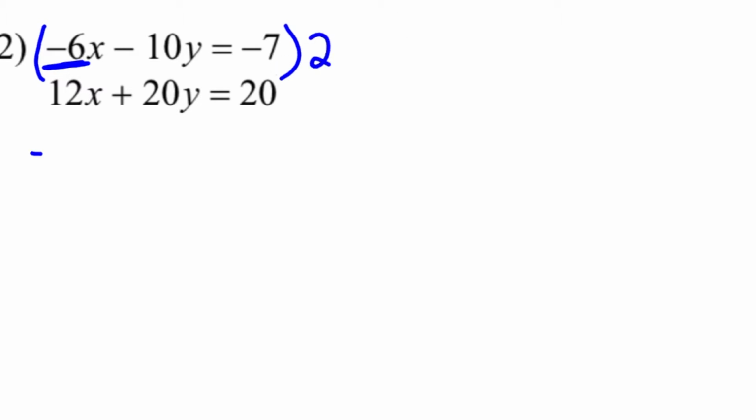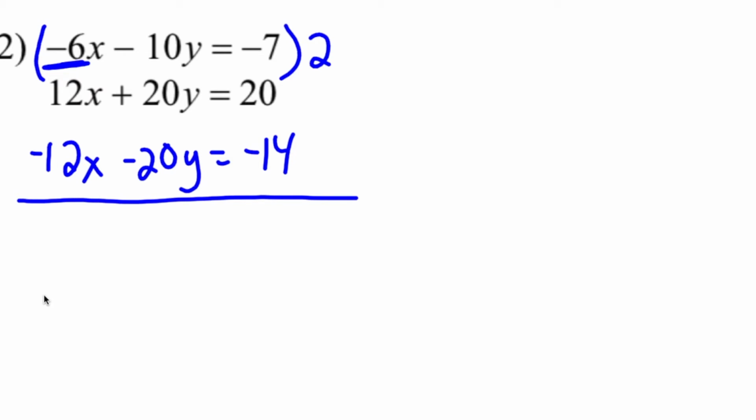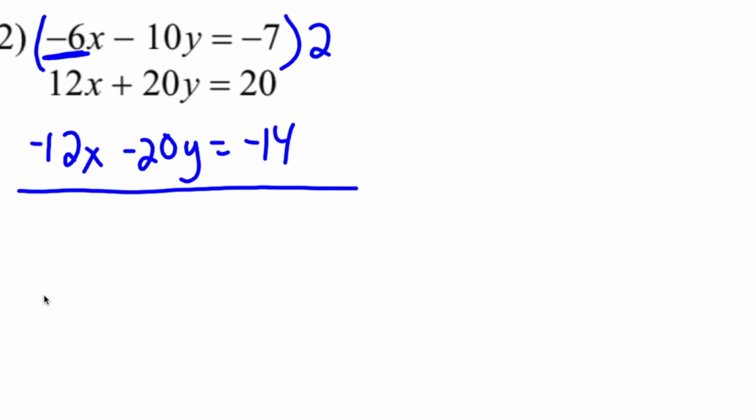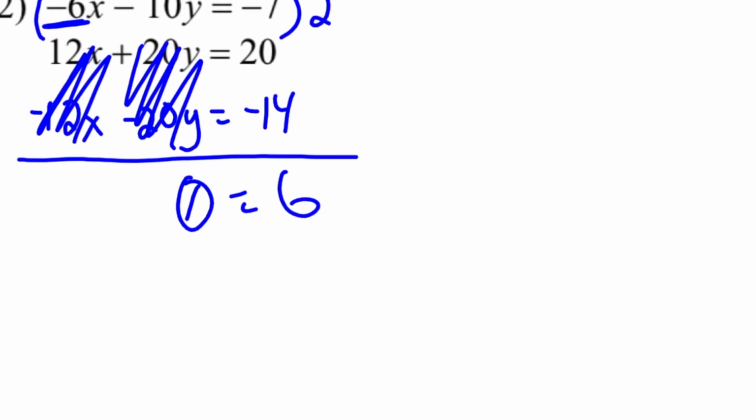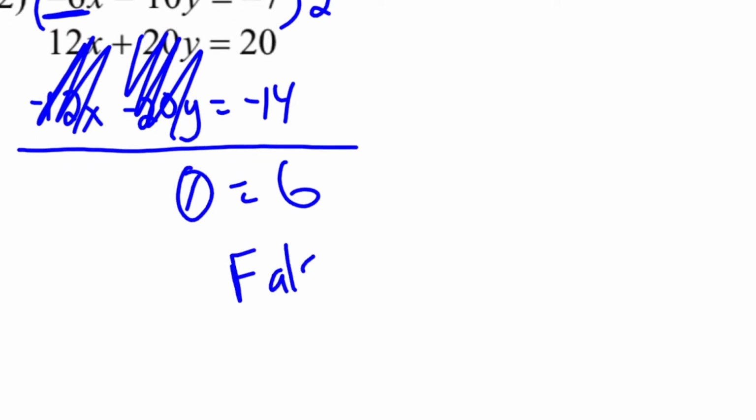2 times -6x is -12x. 2 times -10 is -20y, and 2 times -7 is -14. Now you can rewrite this second equation if you want to, but I'm just going to do it like this because I'm not changing that at all. So 12 minus 12 is 0. That's what we wanted to do. But in doing that, we also actually canceled out the y's. So my left-hand side is 0. My right-hand side is 6. This is false, which means no solution.